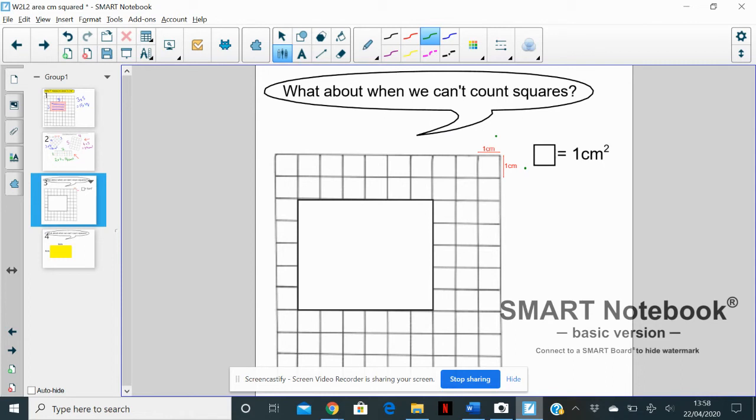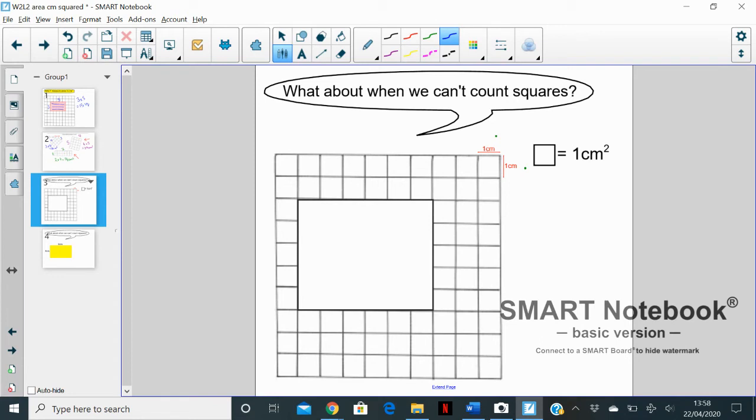Now, what if we can't see the squares on the rectangle? What if we can't just count the squares? So here on this rectangle, I've got it on a square grid. I can't see the squares inside the rectangle. So I'm going to have to use some measurements I'm given to work out the area of this rectangle. I can see in my key that each square is worth 1 centimetre squared. That means that each square has a length of 1 centimetre and a width of 1 centimetre. So I'm going to use the surrounding squares to measure how many centimetres long my rectangle is and how many centimetres wide it is.